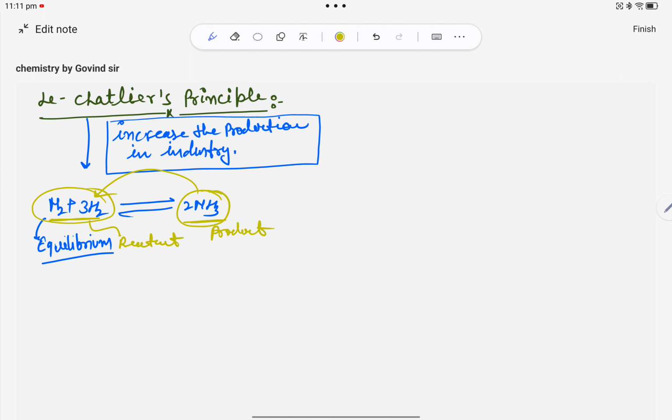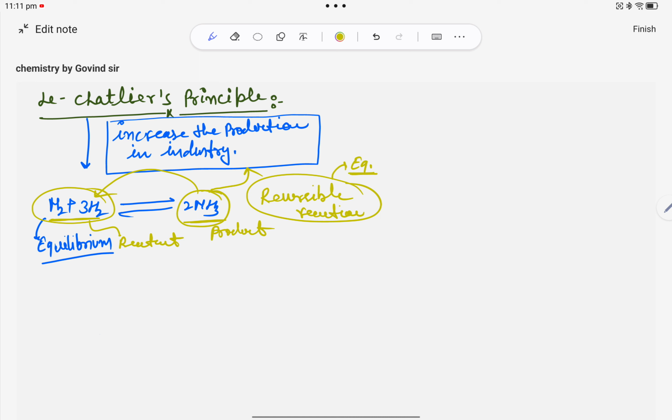But in the industry we need ammonia. Then how will you collect ammonia? In that case, Le Chatelier's principle will help to increase the production in industry. So in which kind of reaction does it work? Reversible reaction. It will work in reversible reaction, because in reversible reaction only, equilibrium is established.